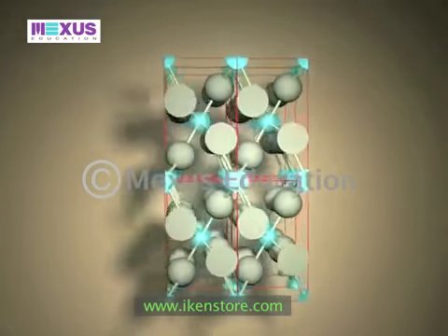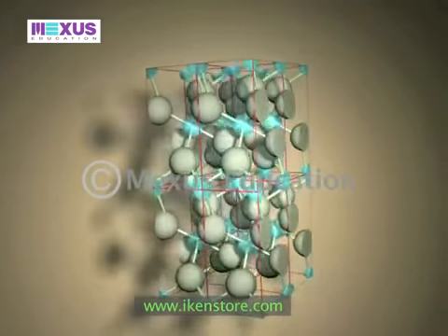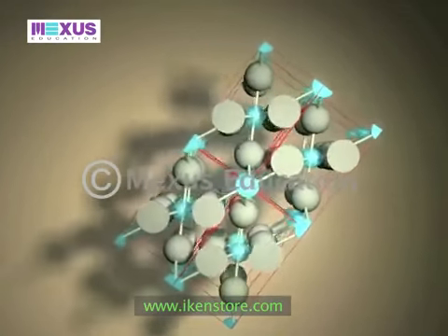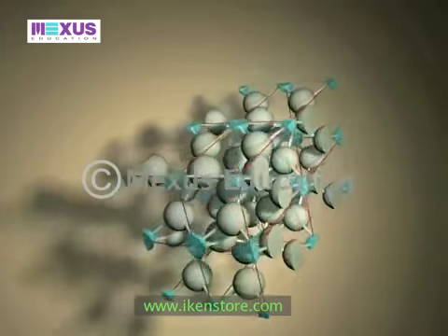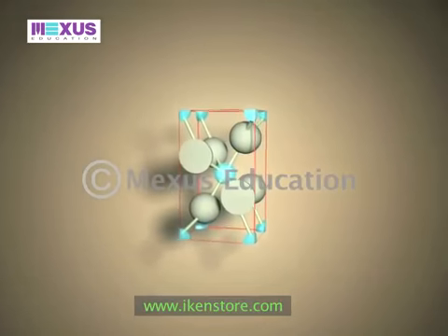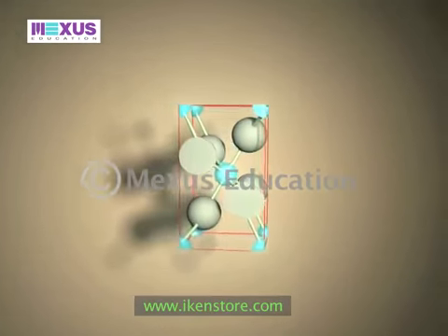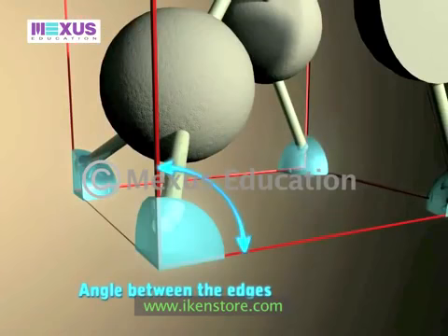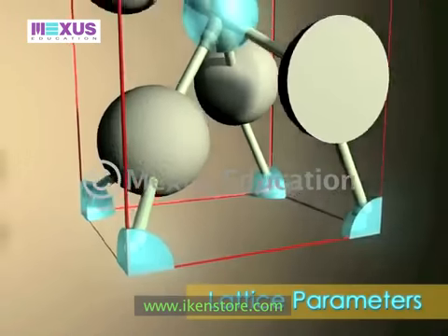The points can be thought of in such a way that they form identical tiny boxes that are referred to as unit cells. A unit cell contains one or more atoms. The lengths of the edges of a unit cell and the angles between them are known as lattice parameters.